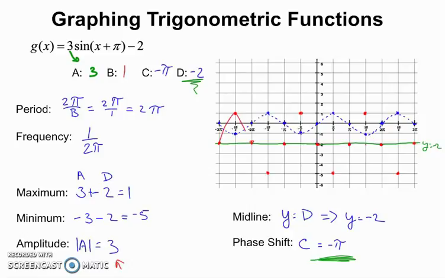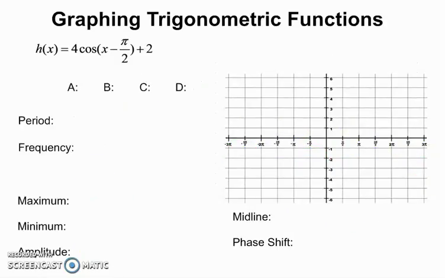Up and then down. Oops. Yeah. Down. Up. Down. Up. Down. And there we go. And that is our graph of the function 3 sine x plus pi minus 2. And that would be the red line.